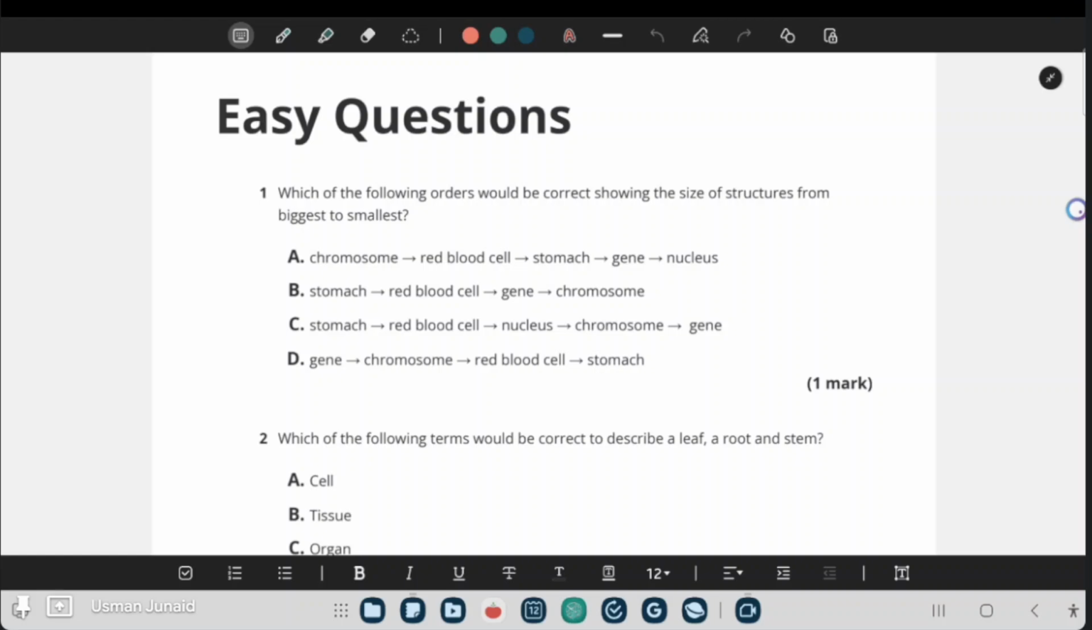Sir, the answer is option B. Why is it B? We're saying from biggest to smallest. तो सबसे बड़ा क्या होगा इन सब चीजों? The biggest? First option C. Option C. Okay. Yes.